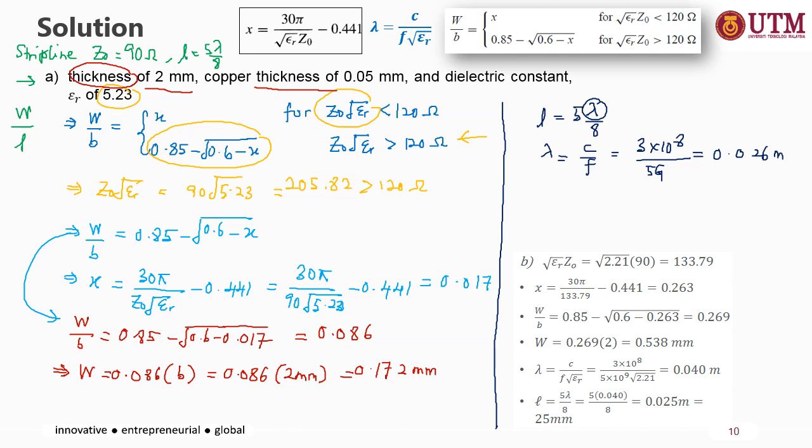0.026 meter. Okay, so then you can calculate your L equal to 5 lambda, 0.026 meter, divided by 8. So you should get your L equal to 16 millimeter or 0.016 meter. Okay, so you already have your W and L. Alright, so the same goes for question B. You need to use the suitable equation so that you can get the W and L.